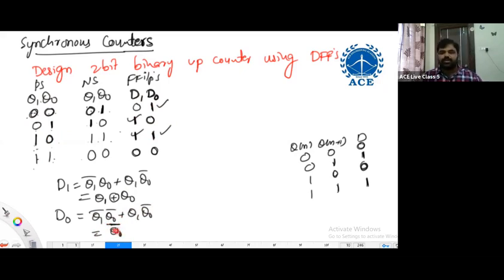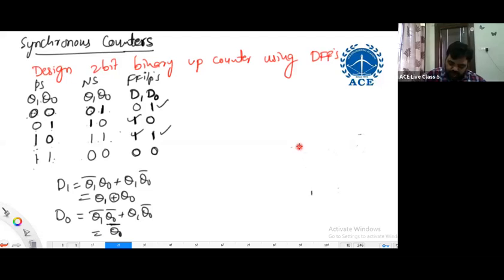Simply writing expressions in Q1, Q0 using the present state column, then let us draw the counter circuit for this 2-bit binary up counter using D flip-flops.